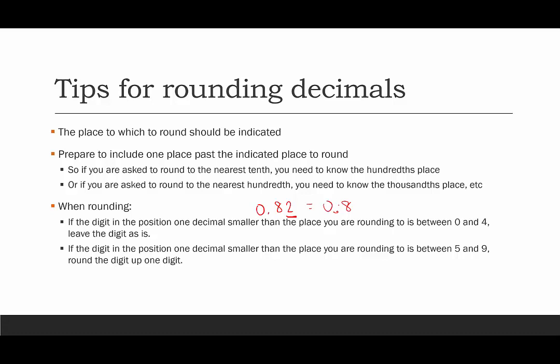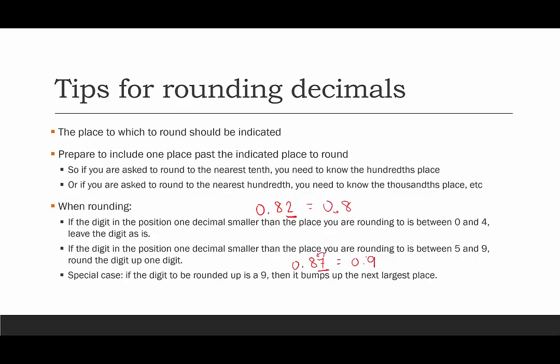If the digit in the position 1 decimal place smaller than the place we're rounding to is between 5 and 9, then we're going to round the digit up 1. So if we're rounding to the nearest tenth and we have 0.87, there's a 7 in the hundredths place. The 7 would bump this up, meaning that 0.87 is closer to 9 tenths than it is to 8 tenths or any other tenth for that matter.